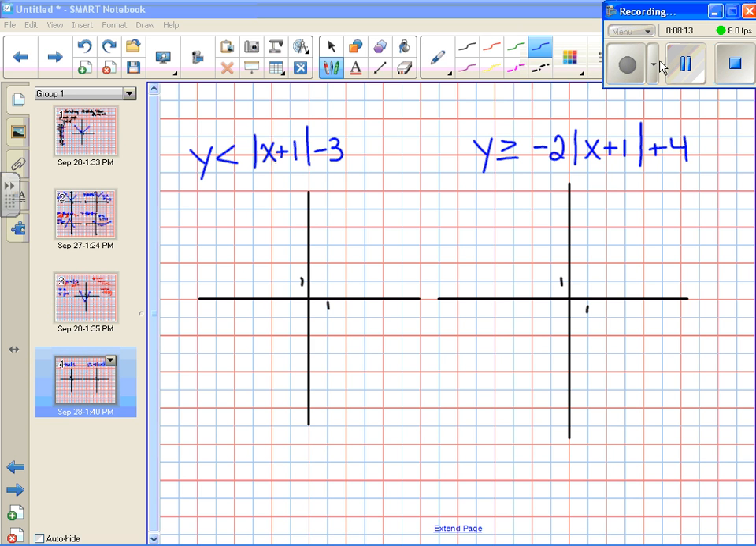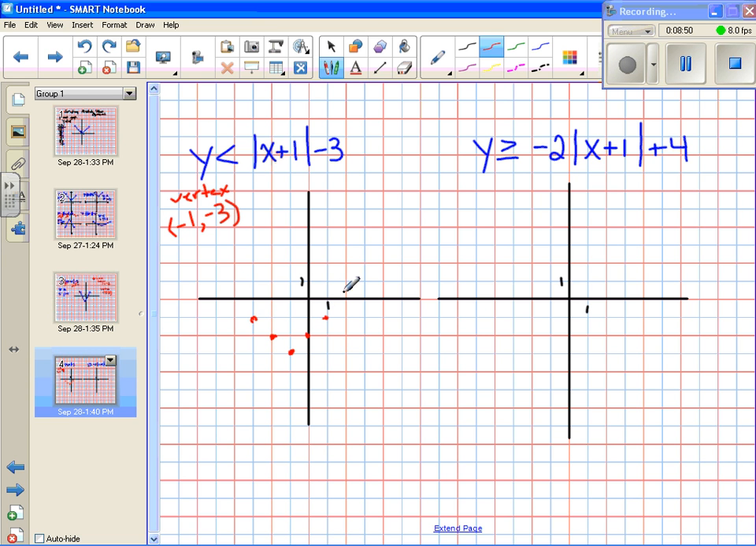Well, we've graphed linear inequalities, and absolute value inequalities are actually quite easy to graph. We're going to locate the vertex just like we have before. So the vertex is going to be located at -1, -3, because we're going to take the parent graph, go to the left 1, down 3. So my vertex, -1, -3. A slope of 1, so it's going to open up. So up 1 over 1, both directions.